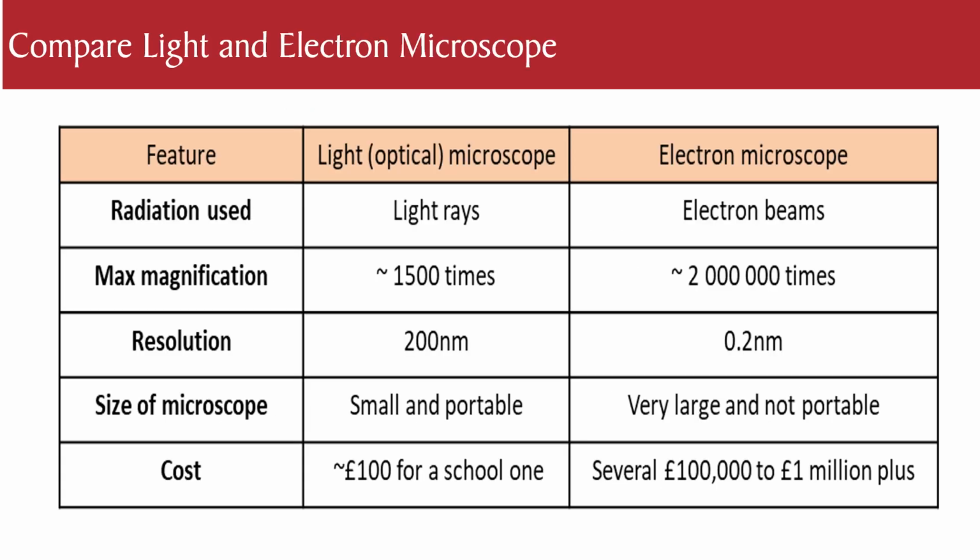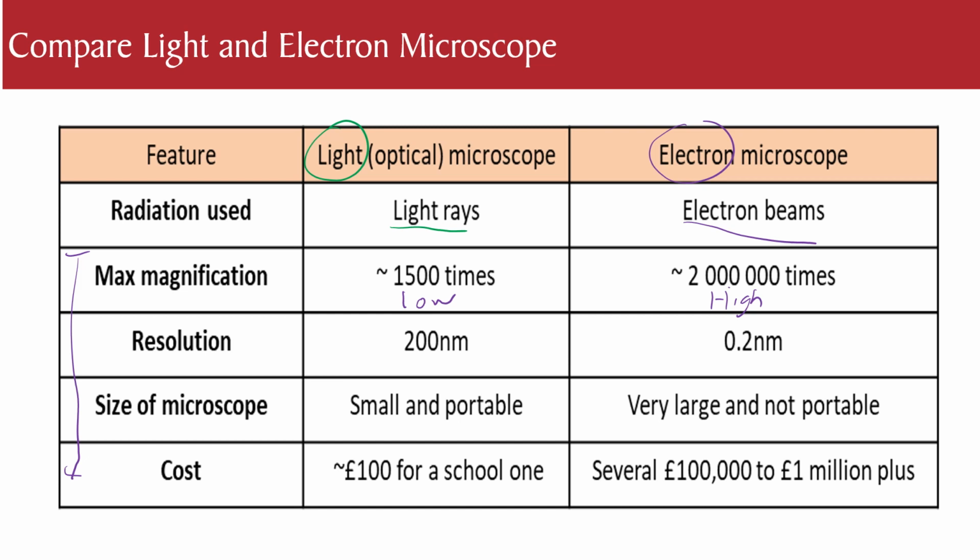Now, comparing light and electron microscopes. Light microscopes use light rays. Electron microscopes use electron beams. These next 4 parts here are the best ways of comparing. So magnification. I would always say a light microscope has low magnification. An electron microscope has high magnification.